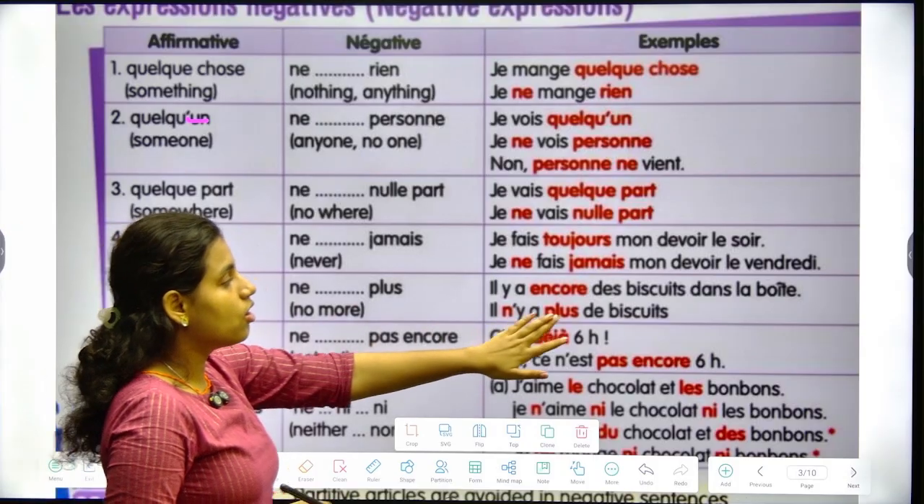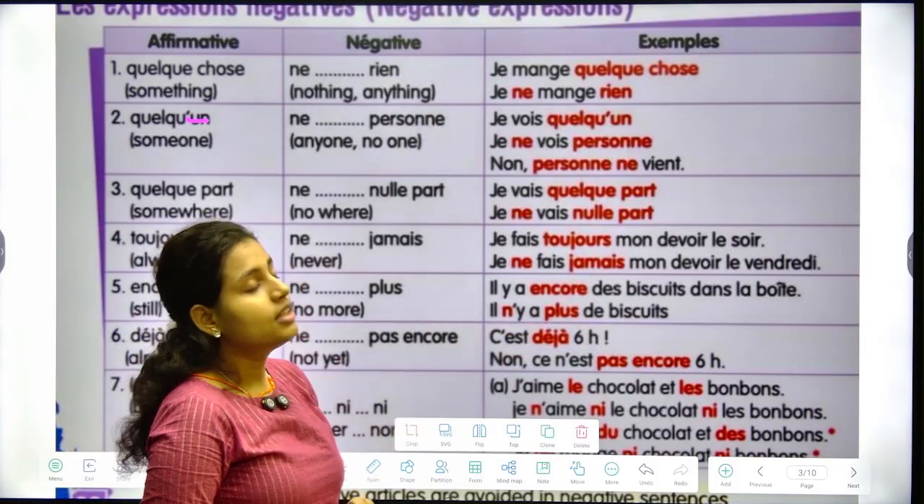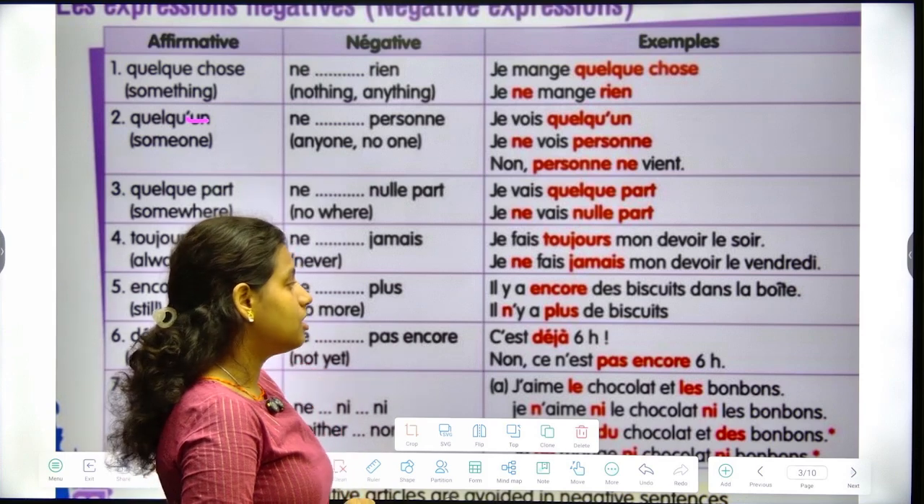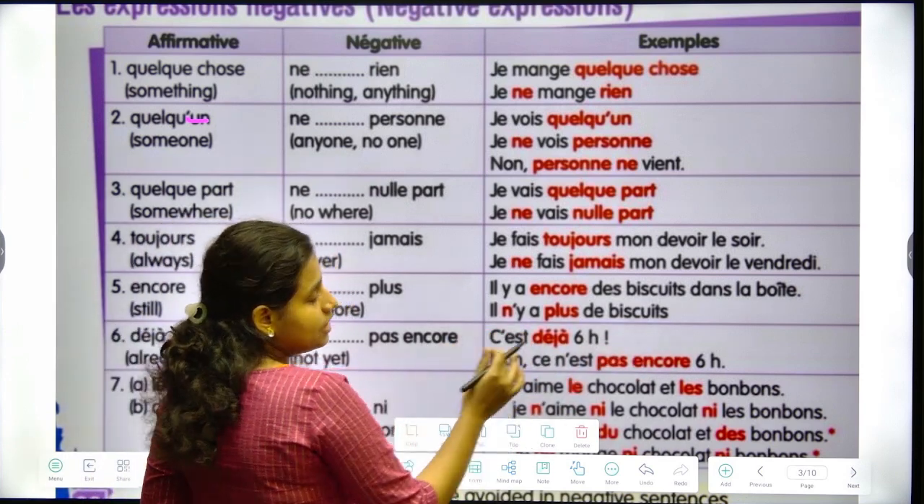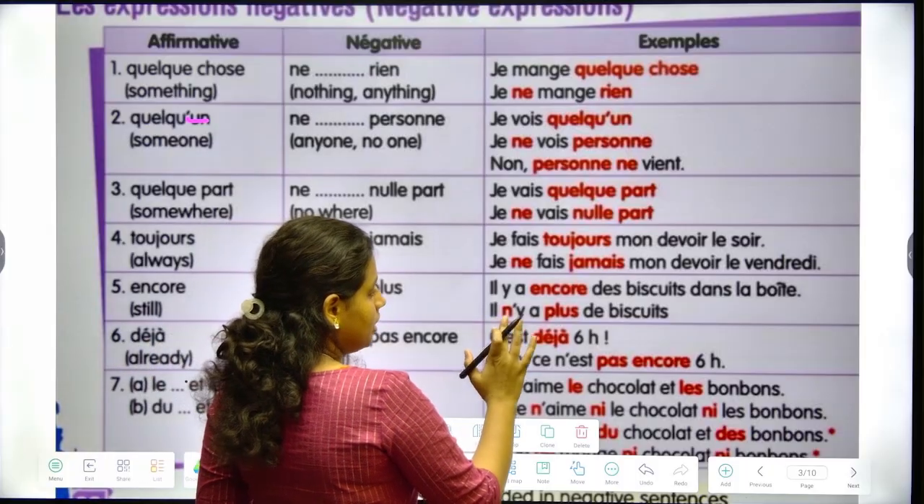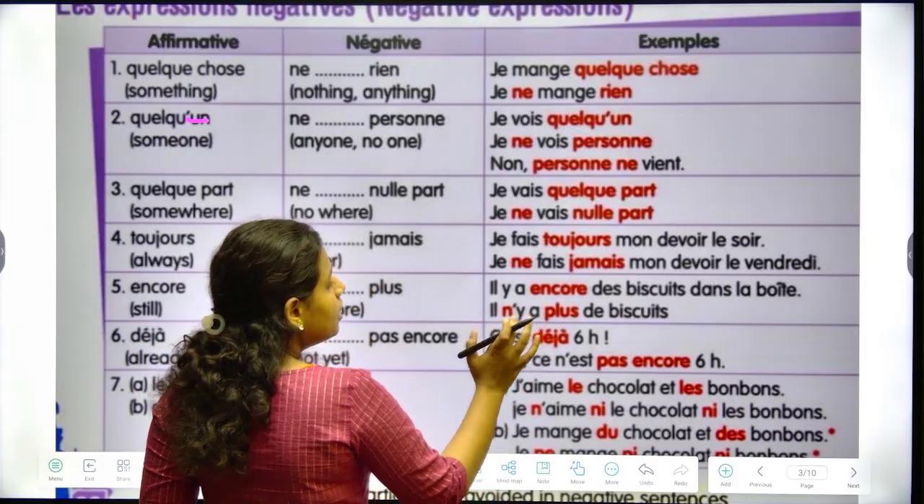Il y a encore des biscuits dans la boîte. There are still biscuits in the box. So what will be the negation? The negation will be il n'y a plus de biscuit. That is, we have ne and plus.